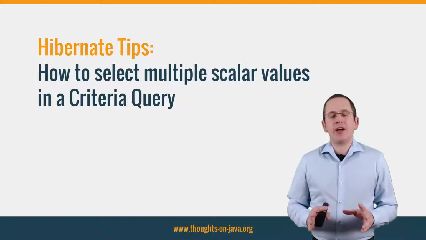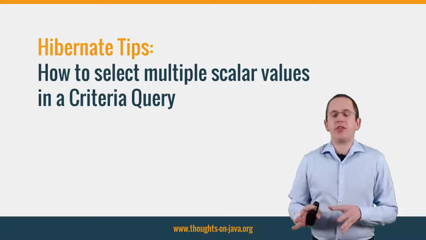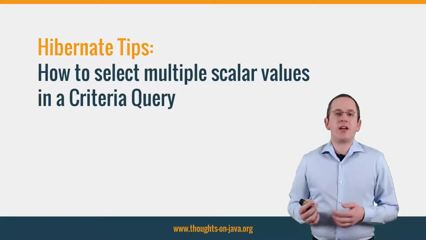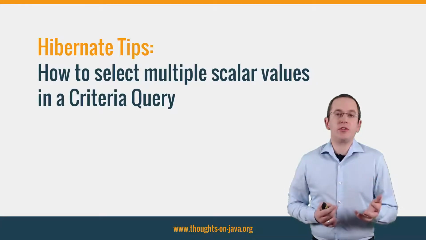The Criteria API is a great option to define queries in a programmatic and type-safe way. It supports a similar feature set as JPQL, and today I want to show you how you can use it to select multiple scalar values.